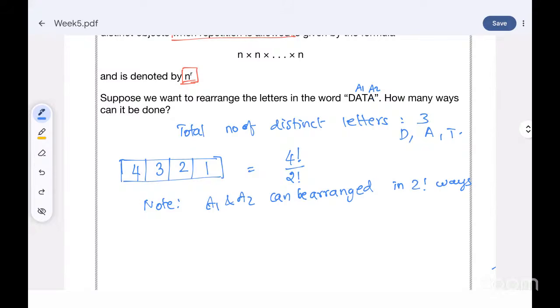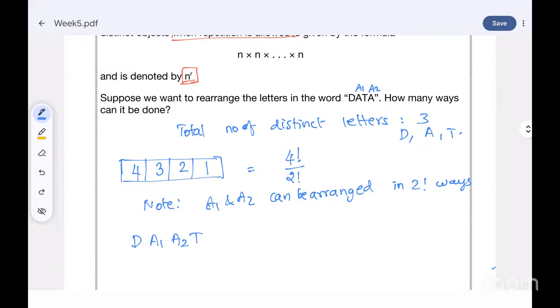Does this make sense? Ma'am, if we are removing something, then we can just subtract that, right? Why are we dividing here? Because here it is kind of repeating twice. So for example, let us say T A1 A2 T.